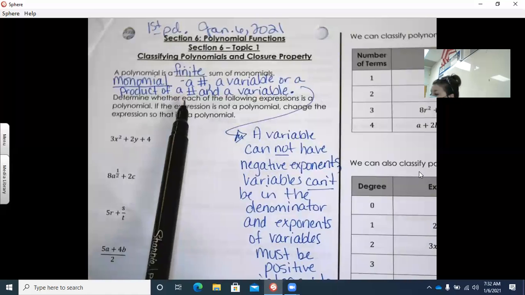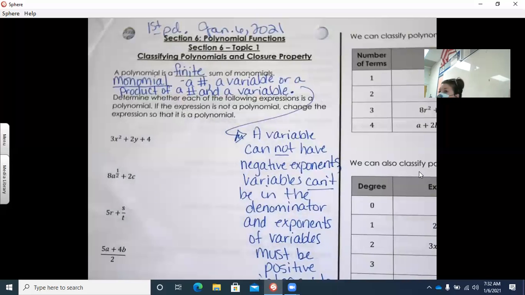Okay? So a polynomial is separated. It's a whole bunch of monomials. Or it can just be one monomial. I know it's kind of confusing. But the monomials are separated by positives and negatives. That's how you know when you have more than one.